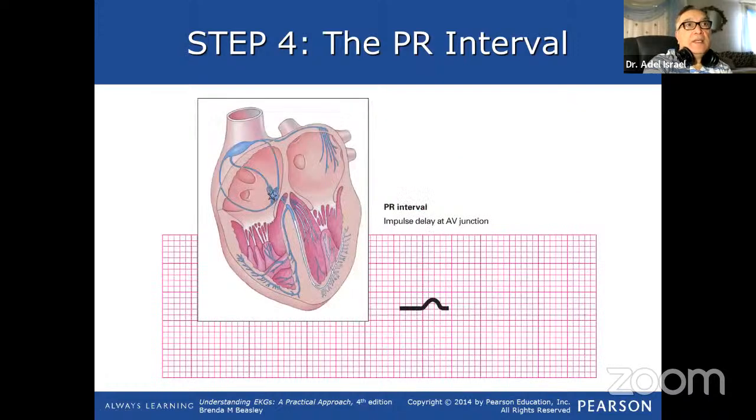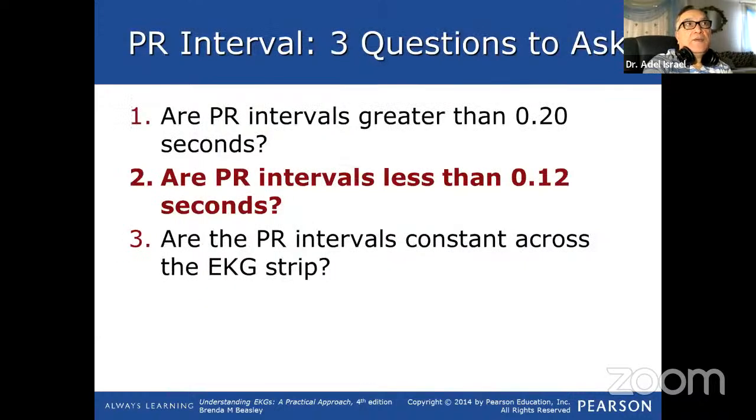And this is the PR interval, how we measure it. And after that, we need to ask ourselves about the PR interval. Is it greater than 0.20 or not? Is it less than 0.12 or not? Is the PR interval constant? Constant, this is very important, constant.